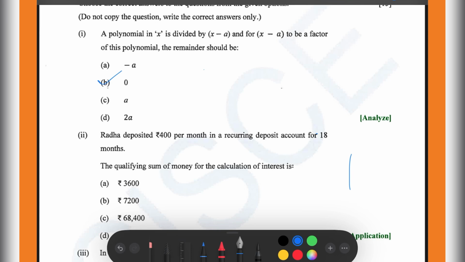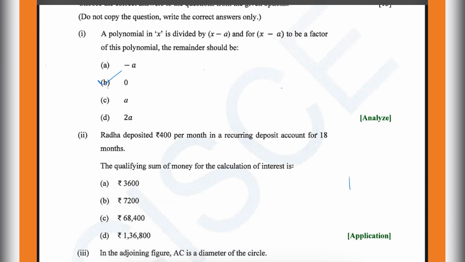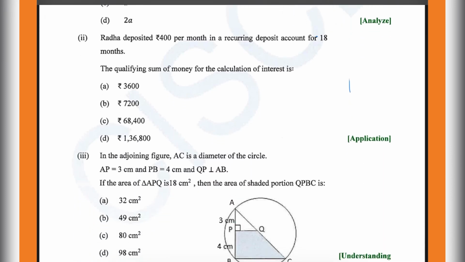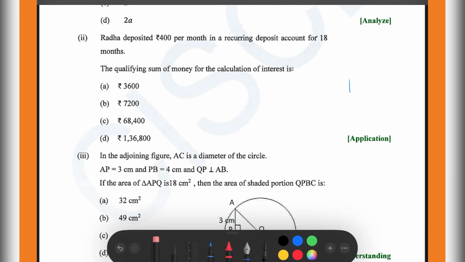The next one is related to the recurring deposit account. Someone deposited 400 per month in a recurring deposit account. Now you have to know that 400 is the principal amount for every month, and the second thing, 18, is the time period. The question is not asking for actual interest, they're asking for the qualifying sum of money, meaning it excludes the rate of interest. According to the formula, you are not going to include the rate of interest. So what is it? P into n into (n plus 1) upon 2.